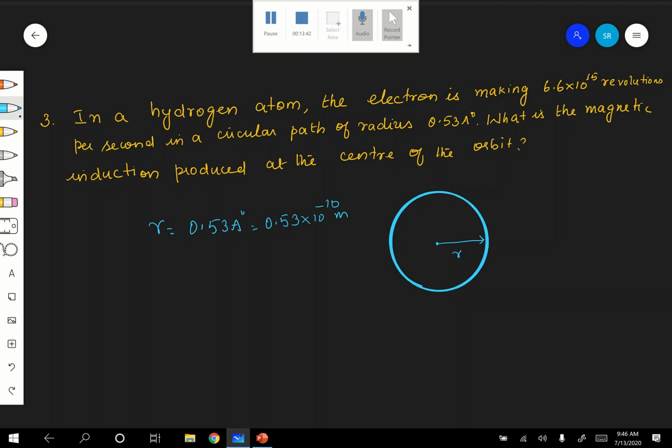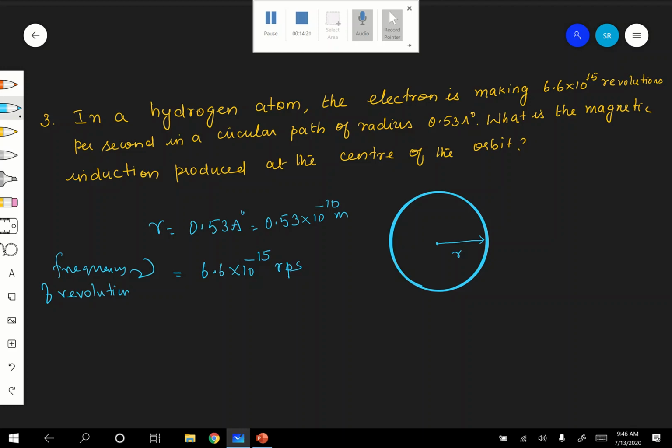Now, frequency is given. Number of revolutions per second is nothing but frequency, no? Therefore, the frequency of revolution of the electron in an atom is given. Nu, that is equal to 6.6 into 10 power 15 revolutions per second. Revolutions per second means RPS, or hertz. Only these two things are given now.